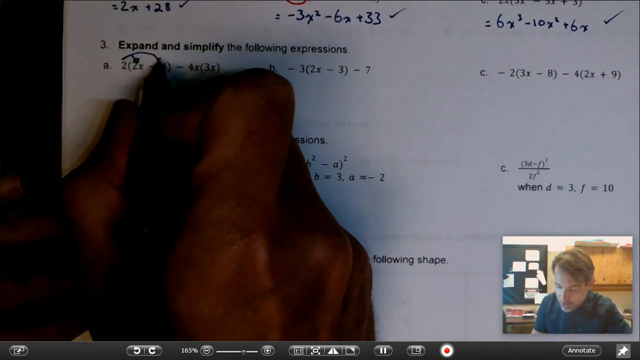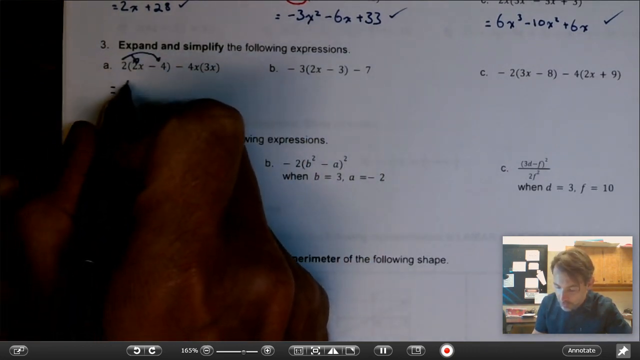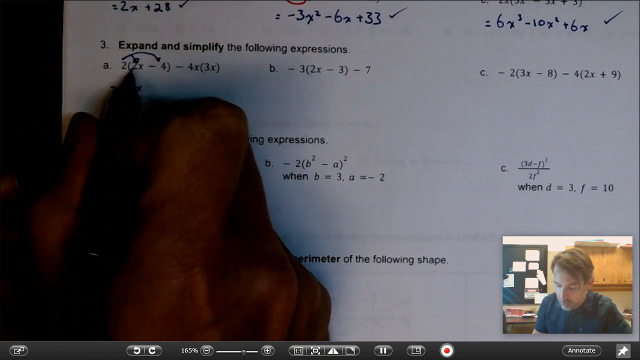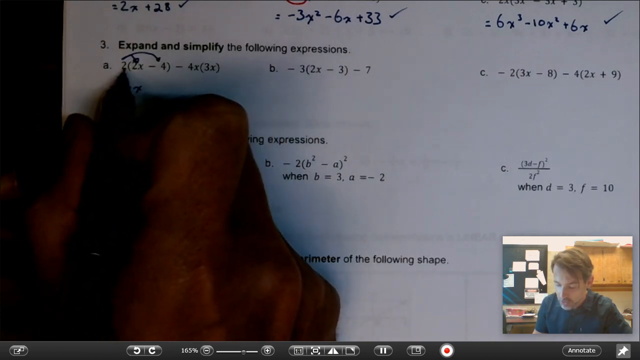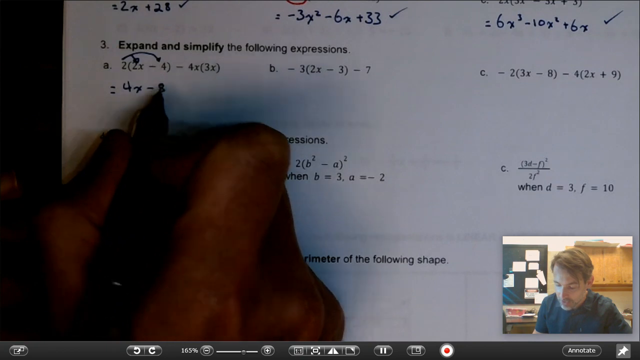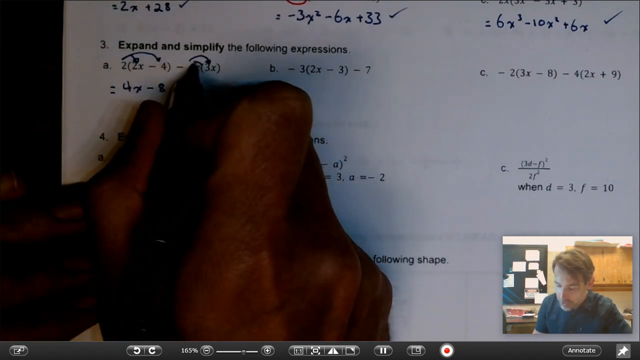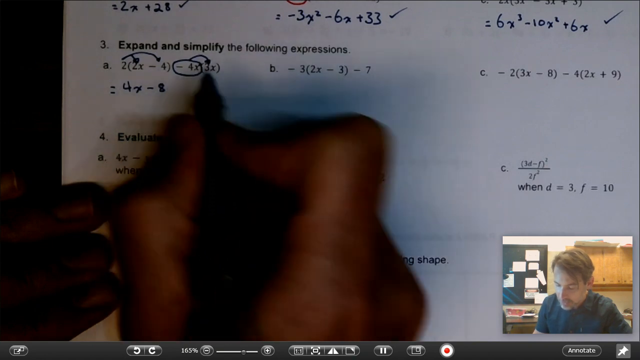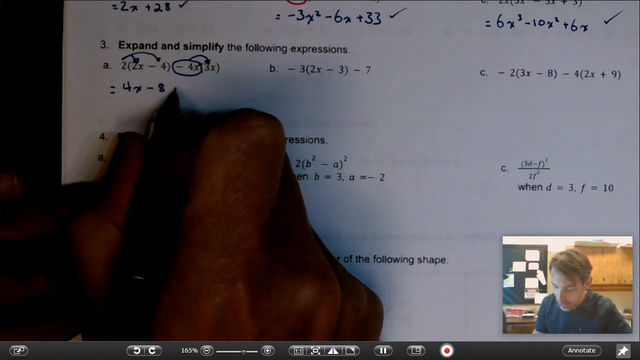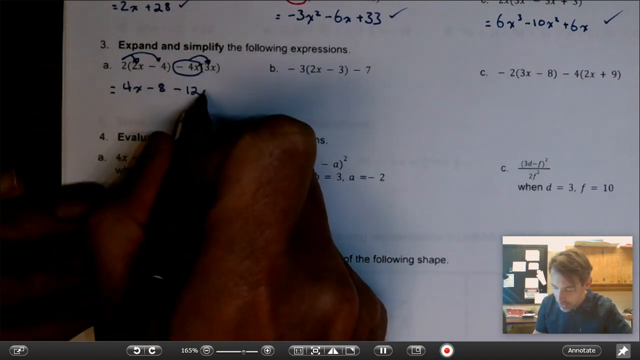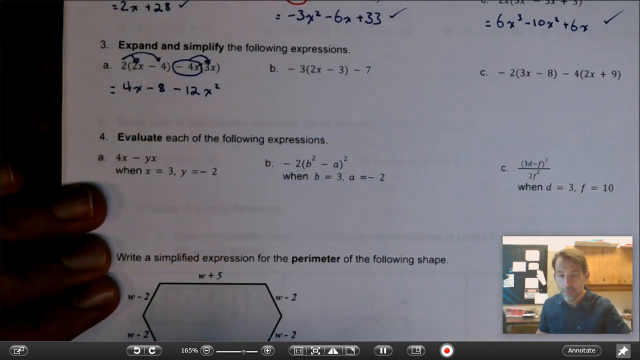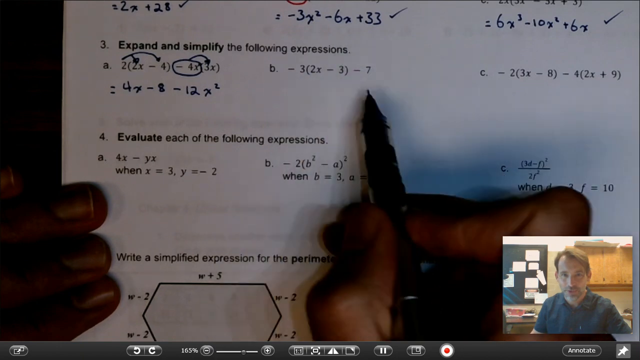2 multiplied by this bracket is going to be equal to 4x. That's 2 times 2 times x is 4x. 2 times negative 4 is negative 8. And then we're going to do this multiplication here, which is negative 4x times 3x. And so that will be negative 12x squared. And that's done.